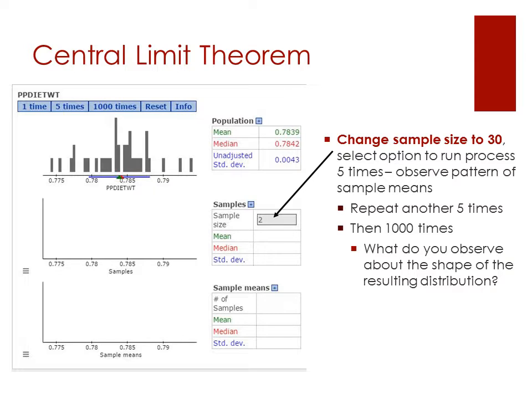All right, the last time is running. We're going to run this for 30. Remember, 30 is the number for our n. We have to have an n that's greater than or equal to 30. So let's run this for 30, selecting the option to run a process 5 times, then another 5, and then 1,000. Again, noting your observations about this.